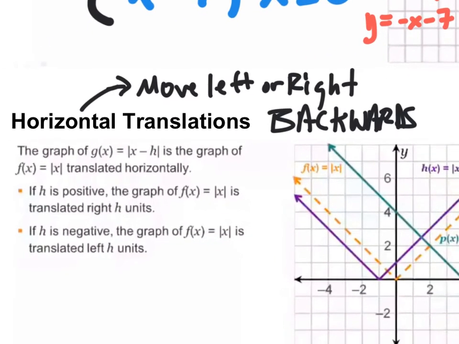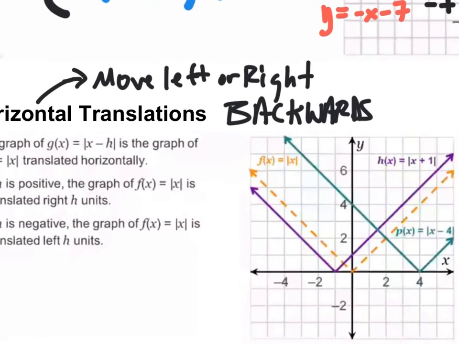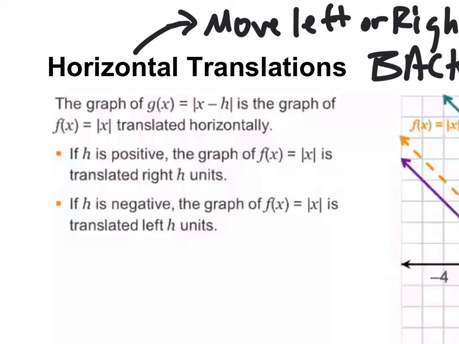But the difference is that g of x is equal to the absolute value of x minus h is the graph of f of x equals the absolute value of x translated horizontally. So you have to think about this. If h is positive, you're going to move it to the right h units. If h is negative, then you're going to move it to the left. So let's talk about this whole thing where we move h to the right.